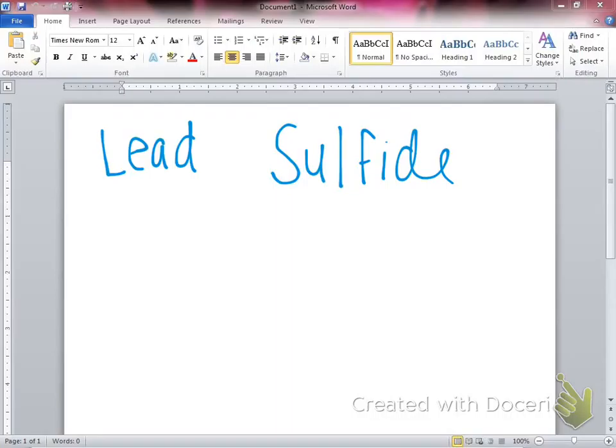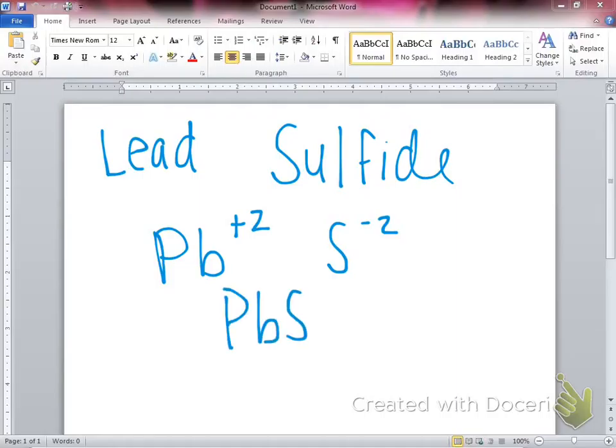If we would use lead plus 2, and we use sulfide, which is minus 2, that would give us a compound that looks like this, PbS, right? Because we're going to take the 2's down, and then we reduce those. We don't have Pb2S2. We would reduce those down to the smallest common denominator.